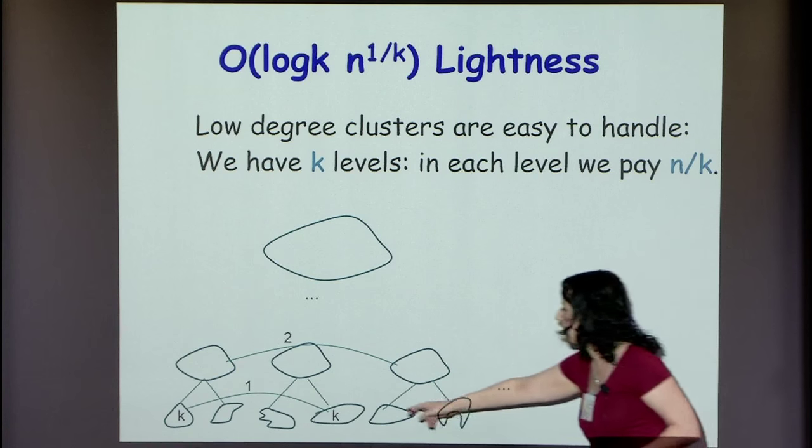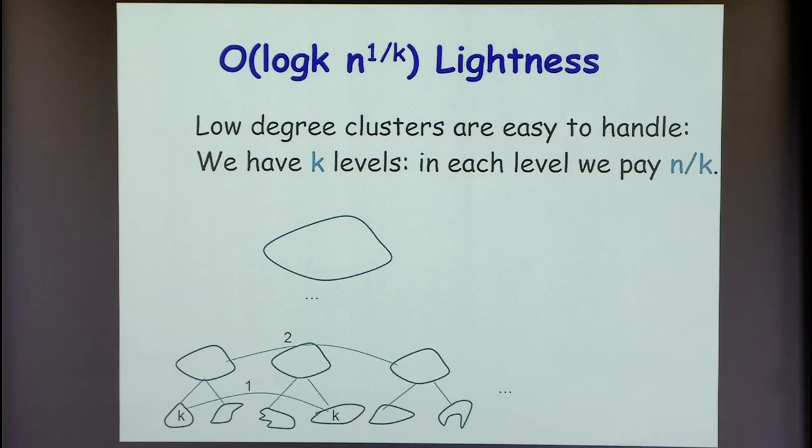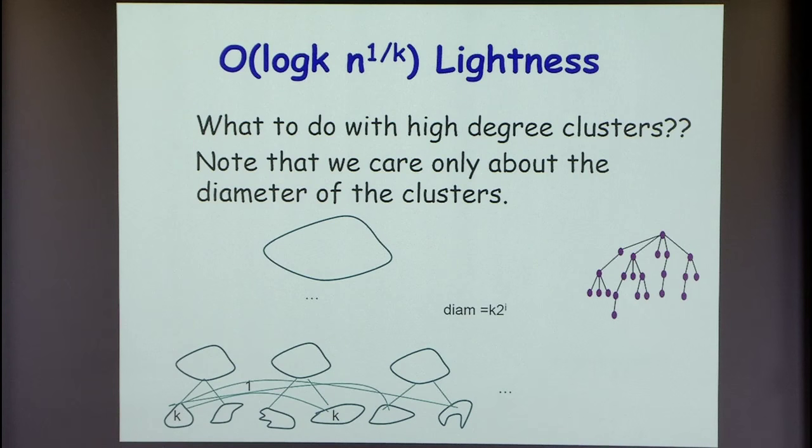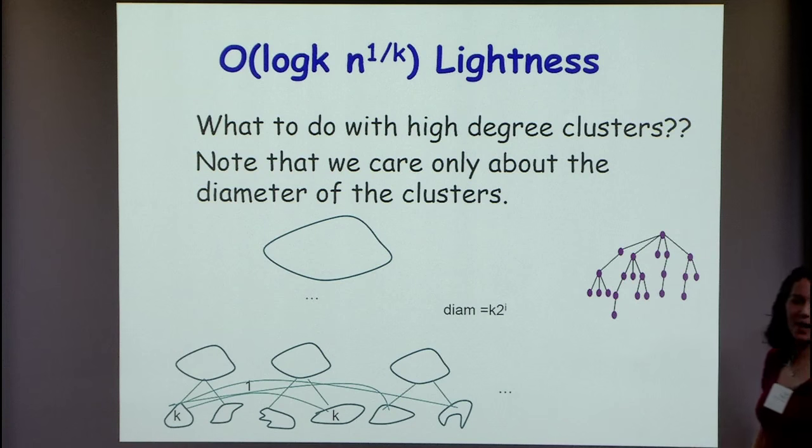If this cluster has many incident edges of weight 1, then we couldn't do this trick. So what do we do with high degree clusters? Let's go back to the properties that we actually need from this cluster. So what property do we need?